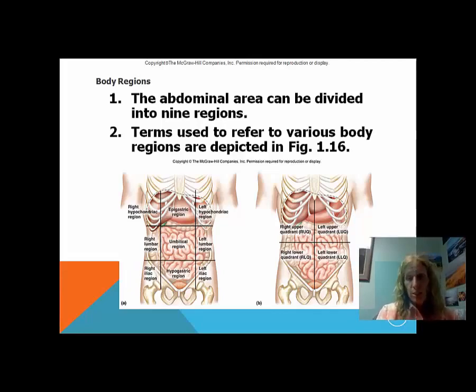In quadrants, it's the same thing. The right upper quadrant is on the patient's right side, so you have right upper quadrant and right lower quadrant, left upper quadrant and left lower quadrant.